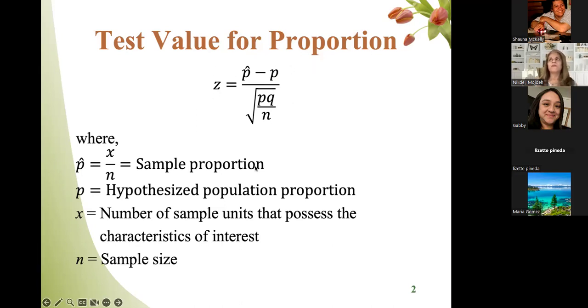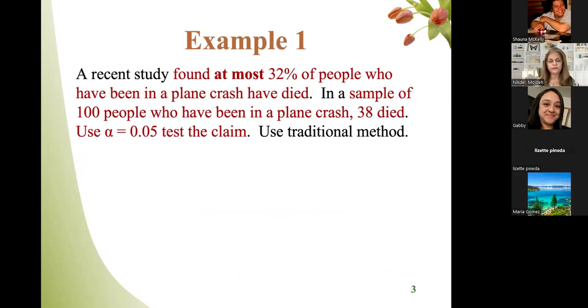Then for the traditional method, the second step is finding the critical value. The third step is finding the test value. Then step 4 is making the decision to reject or not reject the null hypothesis, H0. We always reject or not reject the null, only the null. And finally, we summarize our result, for which I gave you 4 options. You have to pick one of the 4. So let's look at an example.